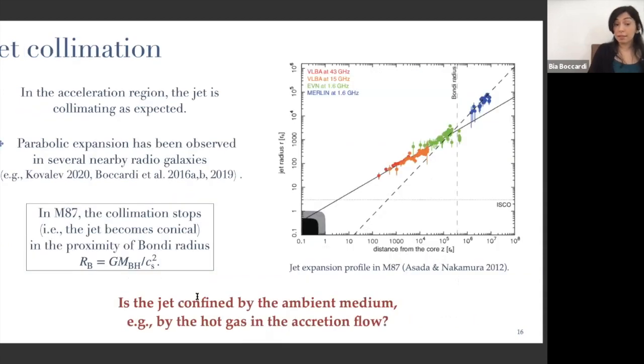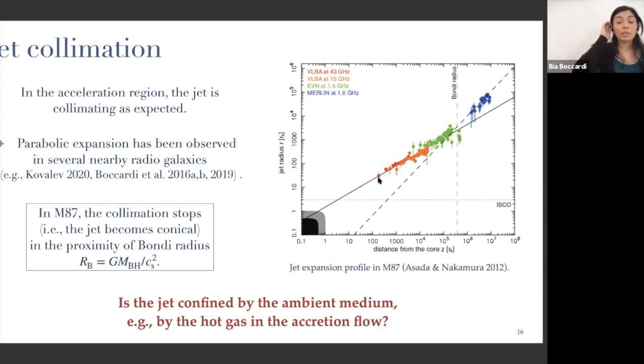We have also studied the jet collimation. Again, here I'm showing the example of MPIfR, which is the best studied source. As I said at the beginning, we expect the jet to be accelerating in the region where it is also collimated. So the acceleration and collimation region should be co-spatial. And what you see here is basically the jet expansion profile. So you see the jet radius as a function of distance from the jet base in units of Schwarzschild radii.